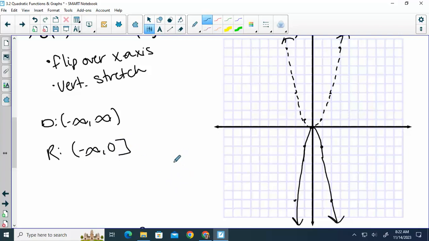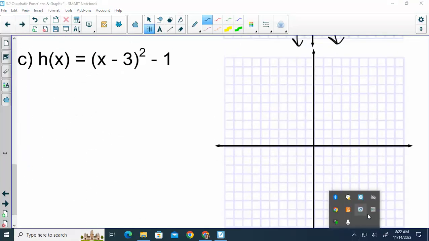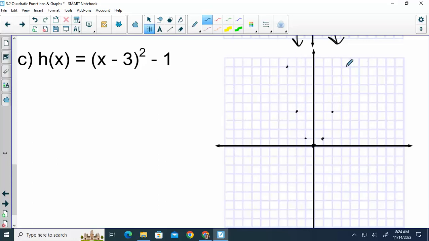I want you guys to do the next one. So do transformations, so make sure you're plotting your parent function. Minimum of 3 exact points. Graph it, give me the domain and range. Parent function: 0 squared is 0, 1 squared is 1, 2 squared is 4, negative 1 squared is 1, negative 2 squared is 4. What's the transformation this time? Right.